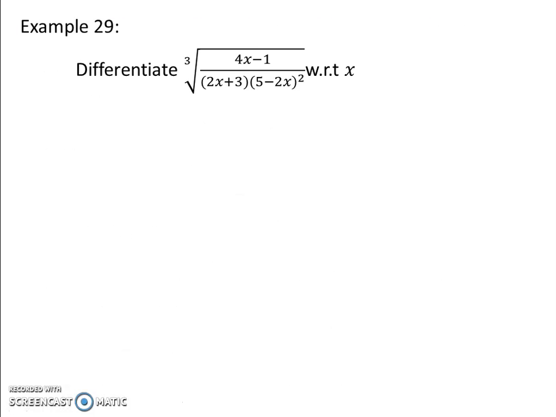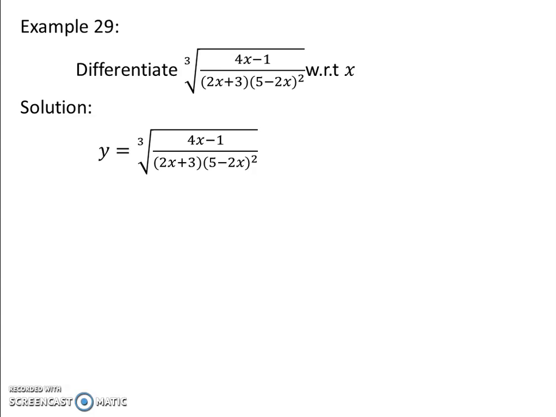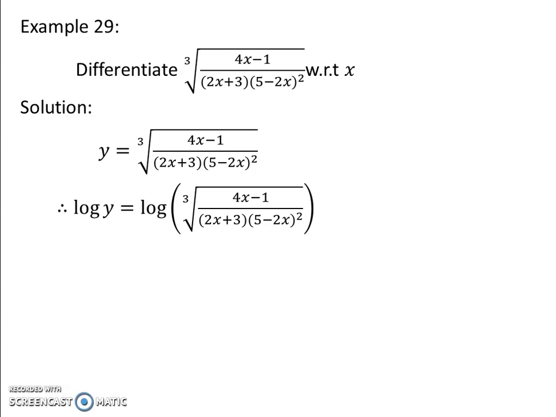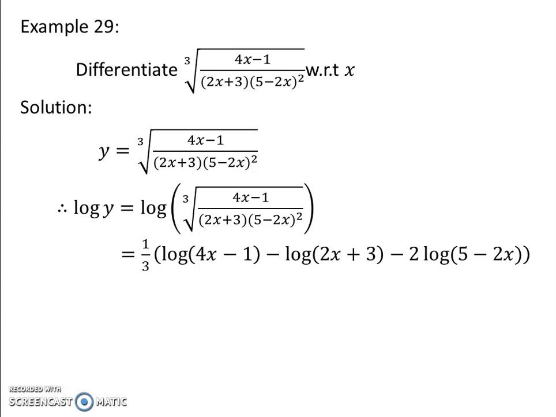Next example, example number 29. Cube root of (4x minus 1) upon (2x plus 3) into (5 minus 2x) whole square. Again, if you observe, this is a very complicated term, but it can be simplified using log. So y equal to this given term. जो टर्म दिया है वो क्यूब रूट मतलब 1 upon 3 होता है, तो सबसे पहले 1 by 3 log of the inside term of the cube root, and applying log we get 1 by 3 in bracket log (4x minus 1) minus log (2x plus 3) minus 2 log (5 minus 2x).